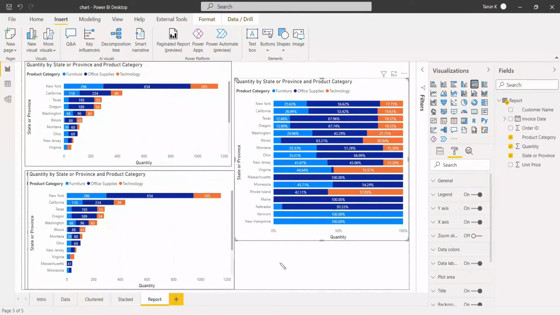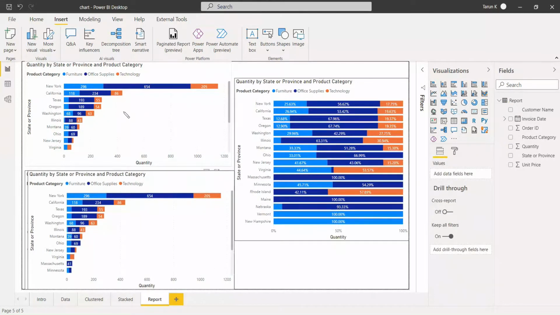So it will be better to use this kind of scenarios, like we can use the stacked and clustered one. If it is needed, you can use this 100% stacked chart also. But basically, in the reporting, we will have a combination of clustered and stacked column chart.